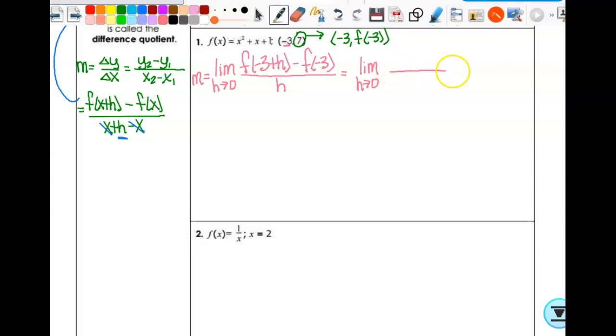So when I substitute this in here, negative 3 plus h goes into here. So this is going to be negative 3 plus h squared plus negative 3 plus h plus 1 minus, what is f of negative 3?